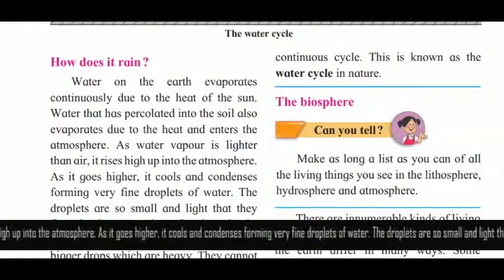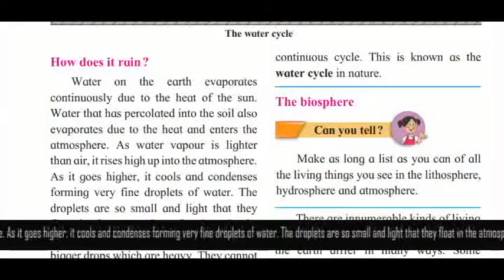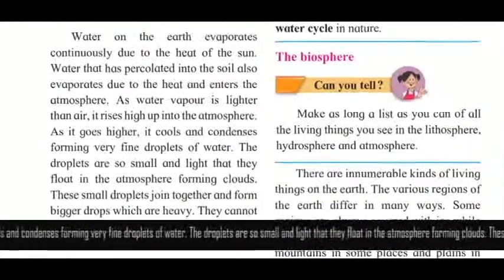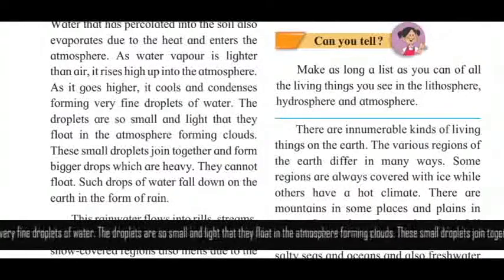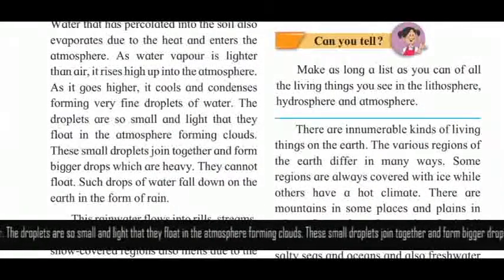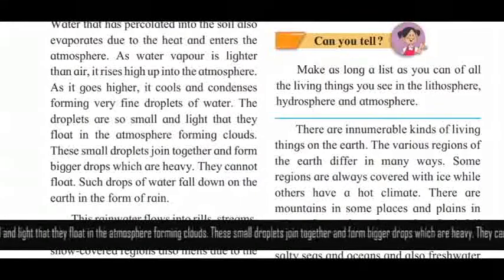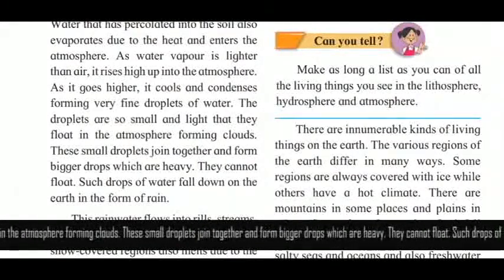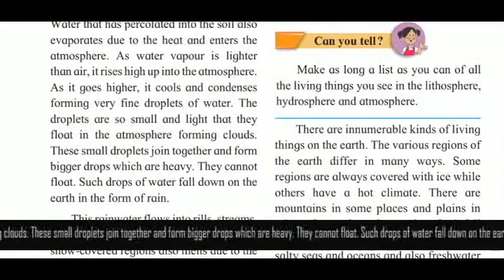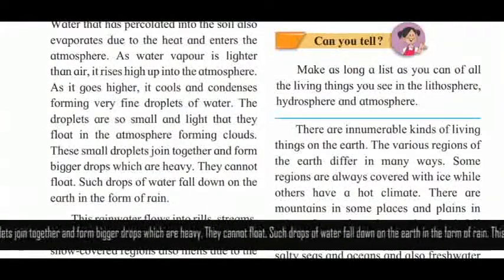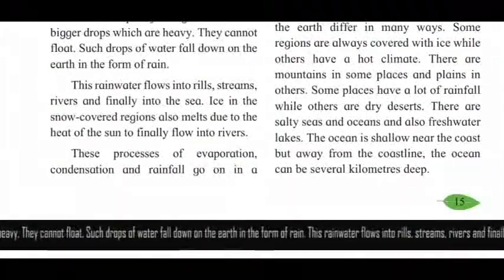As water vapor is lighter than air, it rises high up into the atmosphere. As it goes higher, it cools and condenses, forming very fine droplets of water. The droplets are so small and light that they float in the atmosphere, forming clouds. These small droplets join together and form bigger drops which are heavy. They cannot float. Such drops of water fall down on the earth in the form of rain.